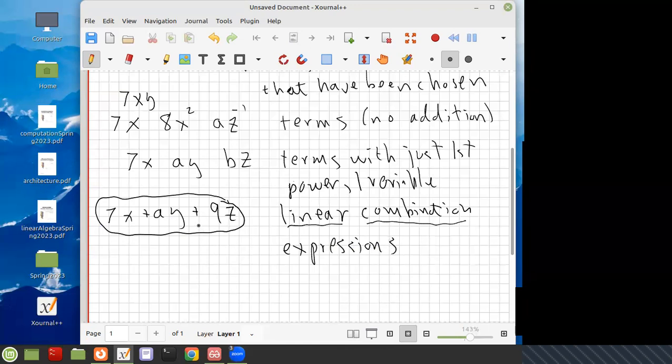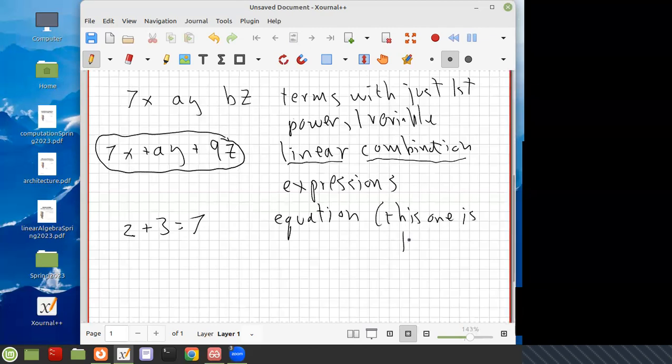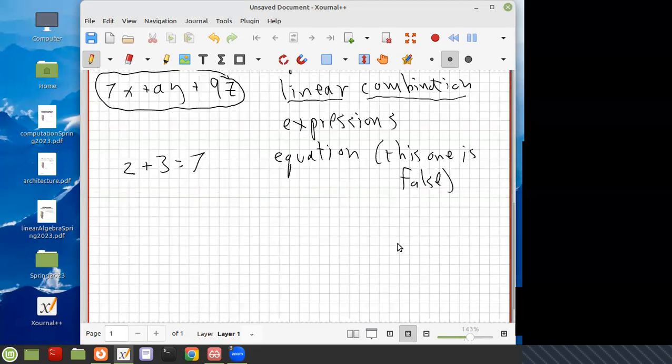Now, this thing here is an equation. It's a proposition or a claim. But let me start not from this, but let's say 2 plus 3 equals 7. So this is an equation. It's either true or false. This one happens to be false. So it's a numerical equation, and it's either true or false.